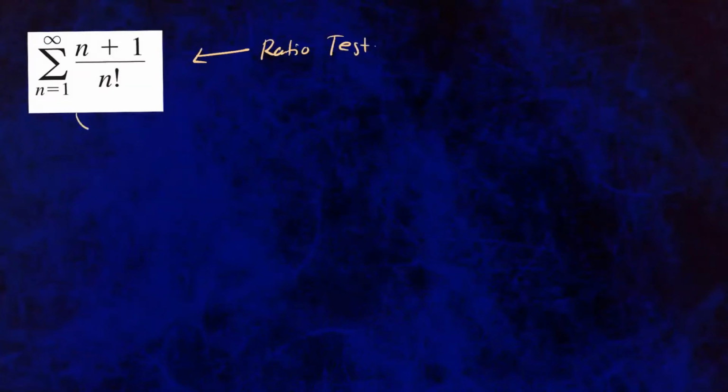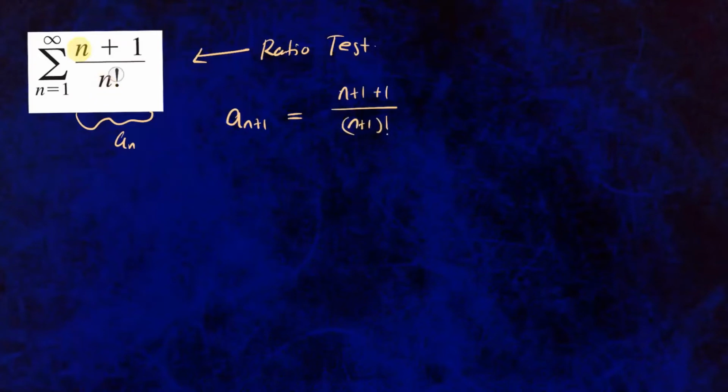So this is your a sub n term. That means the a sub n plus 1 term would be to substitute n plus 1 where there is n in the formula. So it'll be n plus 1 over n plus 1 factorial. So I substitute n plus 1 here and here. So this simplifies to n plus 2 over n plus 1 factorial.